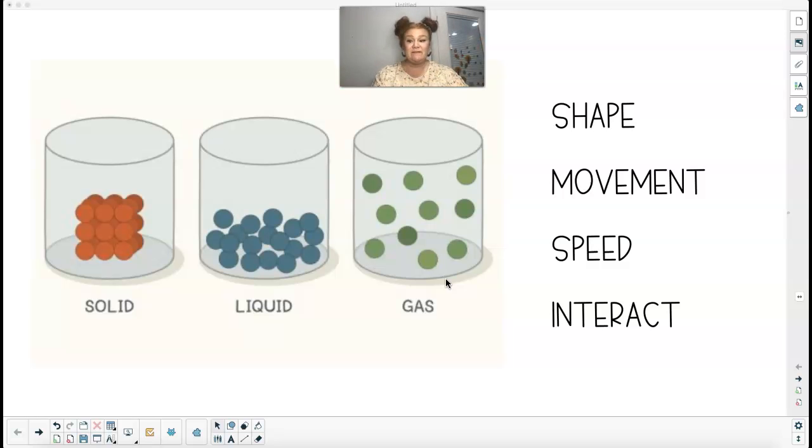So you can use this information to fill out your chart about all of the three states of matter, their shape, how do they move, what is their speed, and how do they interact with each other. And then you get to come up with a nickname that you would maybe call them to help yourself remember what the solids are like, what the liquids are like, what the gases are like.